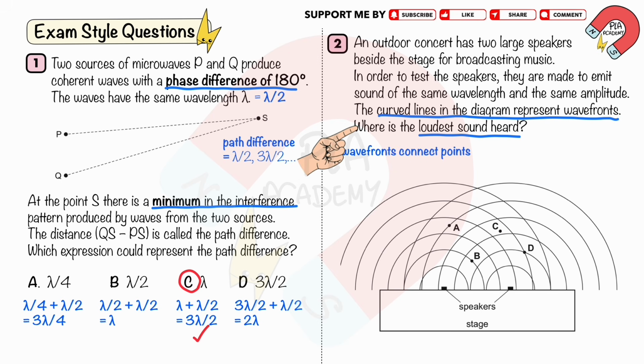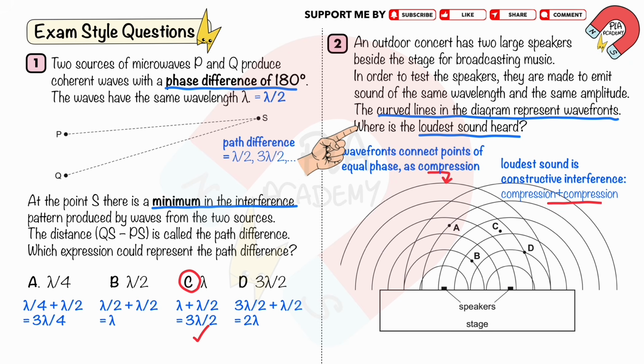The wave fronts connect points of equal phase in the sound wave, such as compressions. The loudest sound occurs where constructive interference takes place. Constructive interference happens when compressions from both speakers overlap, or when rarefactions from both speakers overlap. This occurs where the wave fronts from the two speakers intersect. So, D is correct.